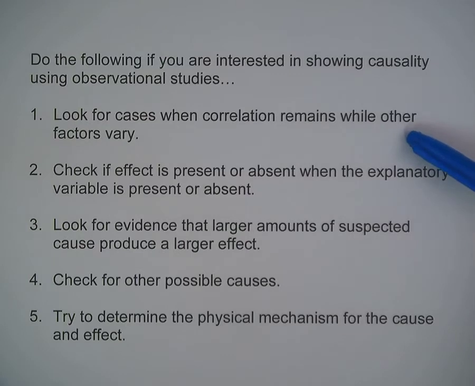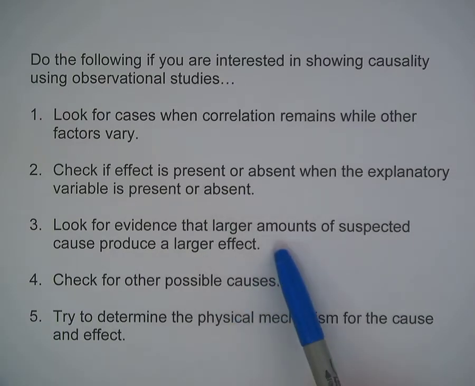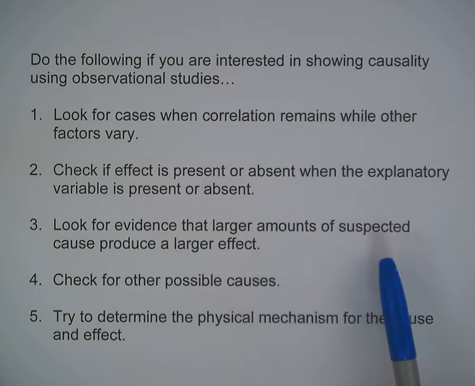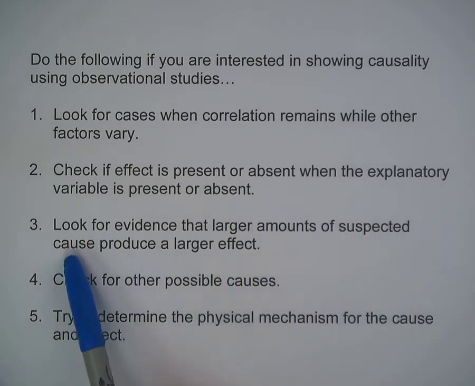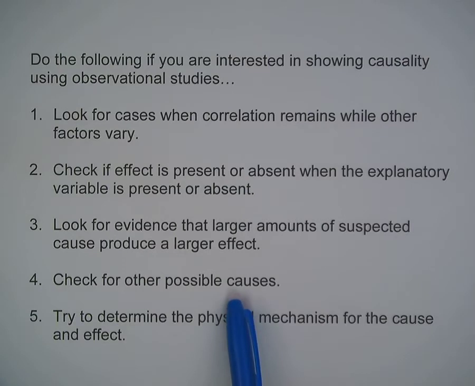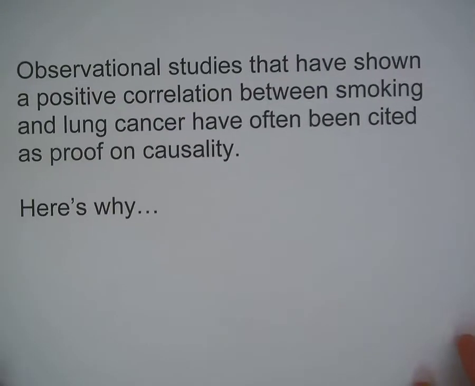1, look for cases when correlation remains while other factors vary. 2, check if the effect is present or absent when the explanatory variable is present or absent. 3, look for evidence that larger amounts of suspected cause produce a larger effect. So when you increase the amount of whatever you think is causing it, you want to see if it has a larger effect. 4, check for other possible causes. And 5, try to determine the physical mechanism for the cause and effect. We'll come back to that list in a minute.